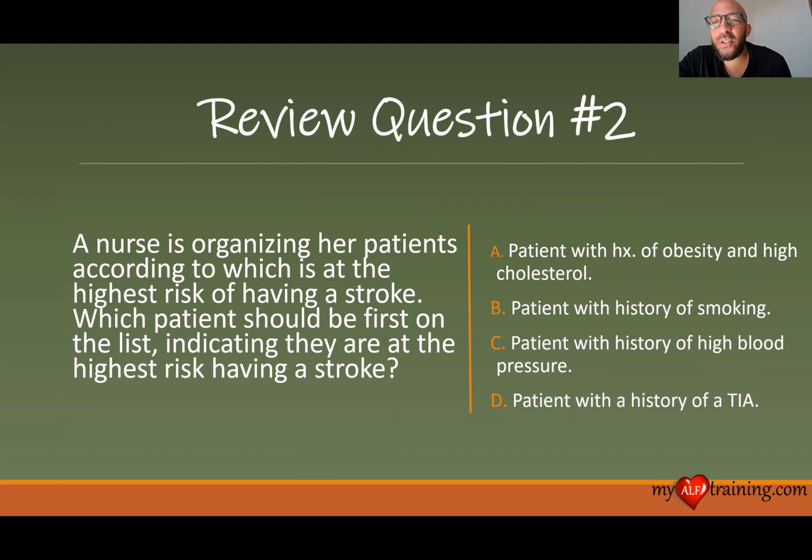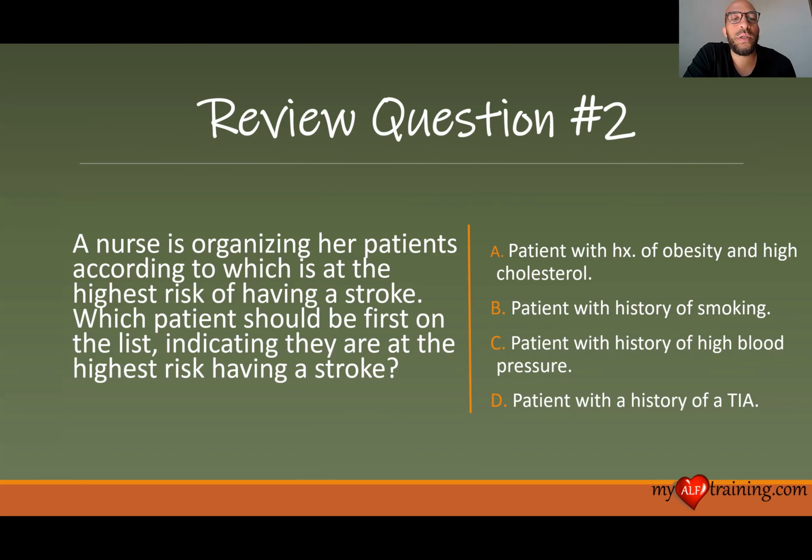A patient with a history of obesity and high cholesterol, a patient with history of smoking, a patient with history of high blood pressure, a patient with history of a TIA. So which patient, based on the risk factors that we talked about, should be first on the list if the nurse is trying to organize her patients according to which is at the highest risk of having a stroke?